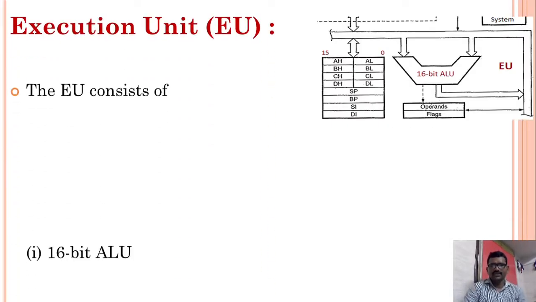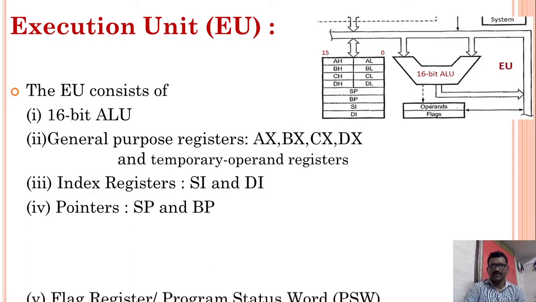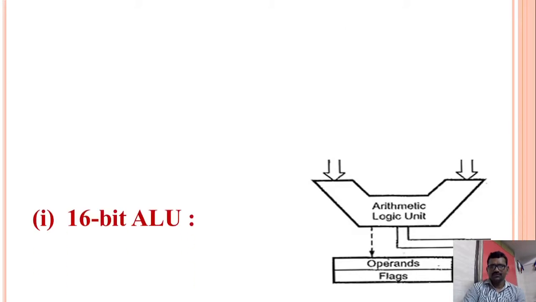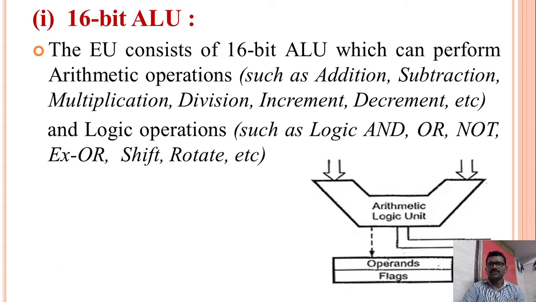Coming to the execution unit, it consists of a 16-bit ALU, general purpose registers, index and pointer registers, the flag register, and it has a control circuit and decoding unit also. Coming to the 16-bit ALU, it is the heart of the execution unit. The 16-bit ALU will perform operations on 8-bit data or 16-bit data. That is, it performs 8-bit based operations and 16-bit based operations.